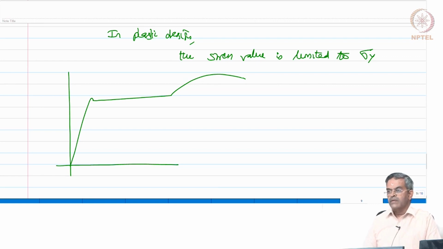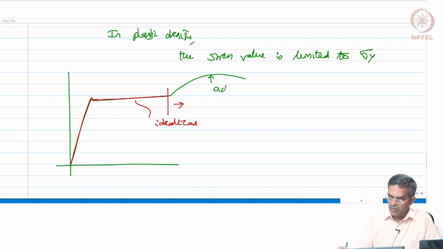Okay. So, we are talking about an idealized curve where we are not exceeding beyond this. So, it is an idealized curve, the red one is an idealized curve and the green one is the actual. So, the stress value is limited only to sigma y, then why do we call this a plastic design?